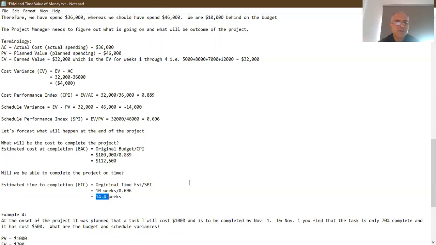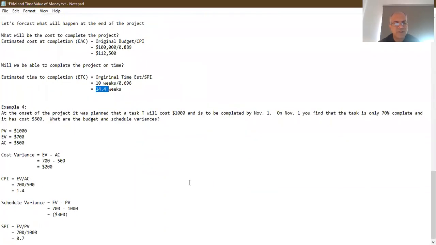So clearly this project is slow, and we're not going to be able to finish this project in 10 weeks' time. Rather, it's going to finish 4.4 weeks late, right? So the total time that this project will take for us to complete is going to be 14.4 weeks. The ETC is 14.4 weeks. So this project is both behind budget, we're going to overspend, and it's also behind schedule. So we're going to take more time in completing this project as well.